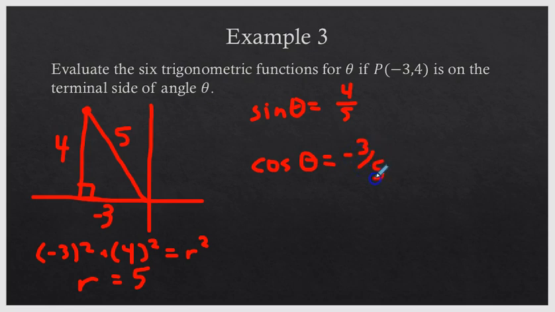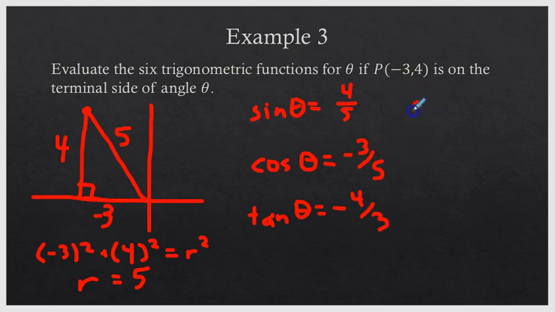The other way you could have done this is by keeping all of the sides of the triangle positive, and then using the all students take calculus rule at the end to go through and mark which ones should have been negative instead of positive. And then tangent is equal to the y value divided by the x value. So I end up with negative 4/3.